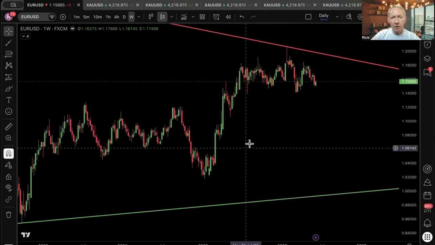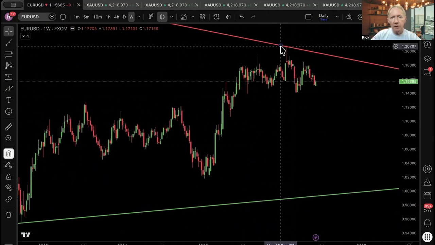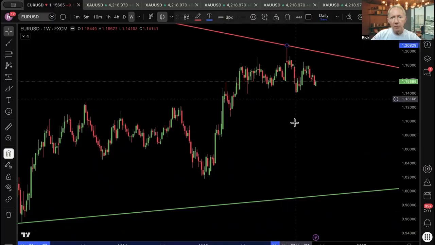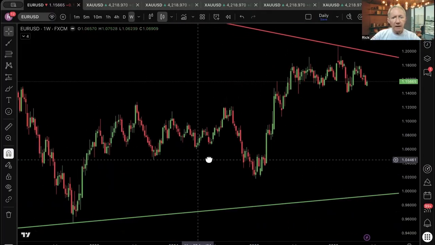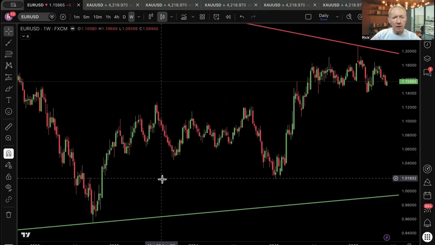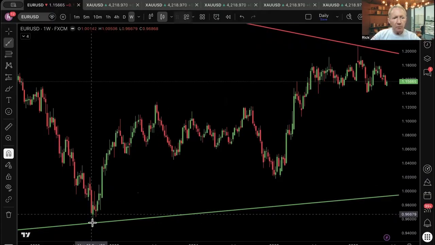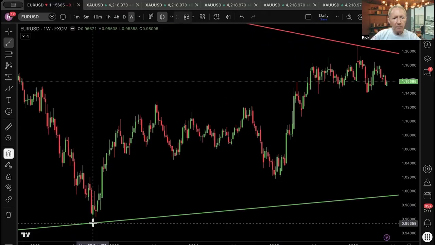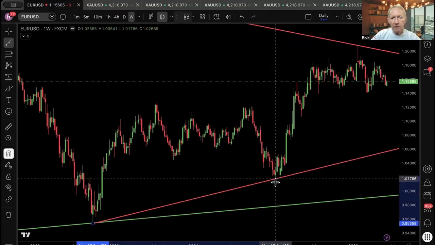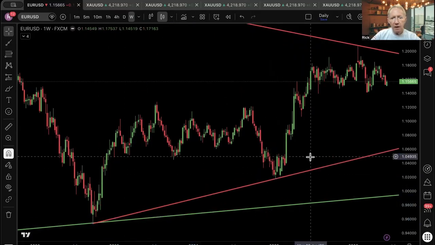Okay, now, I need to adjust this one. This one's a little bit off. There we are, right on the candle. Now we see here on the weekly chart, I can come in a little bit steeper with my upward trend line, which I put right on that touch point there, and come over here to the next touch point, which is there.